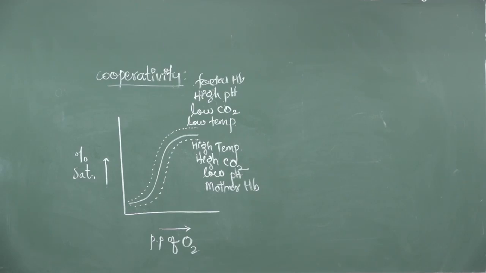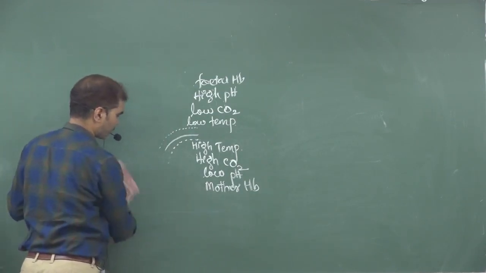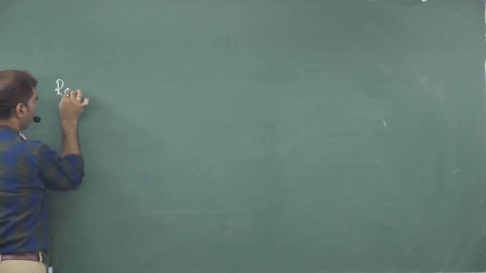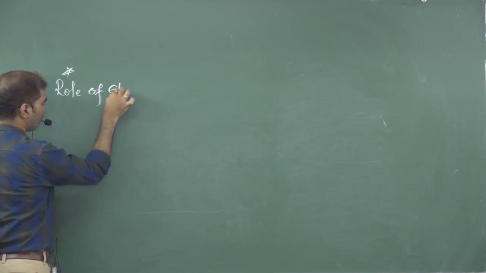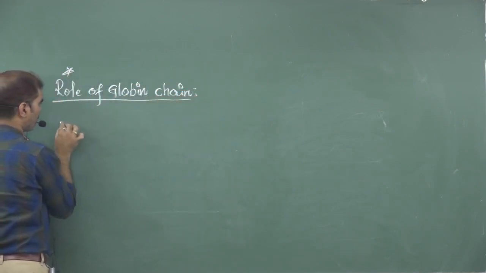Completed. Small subheading, cooperativity is done. Role of globin chain.